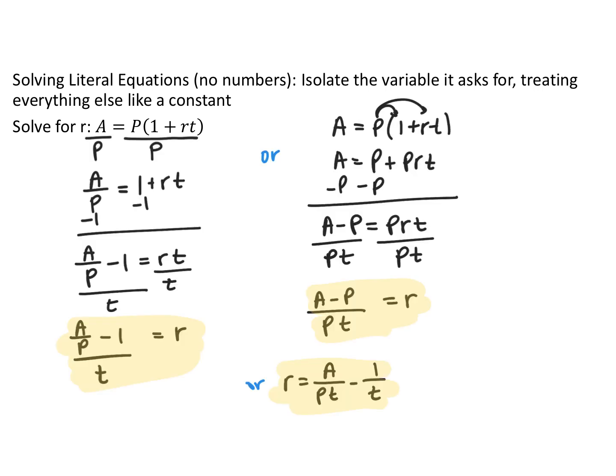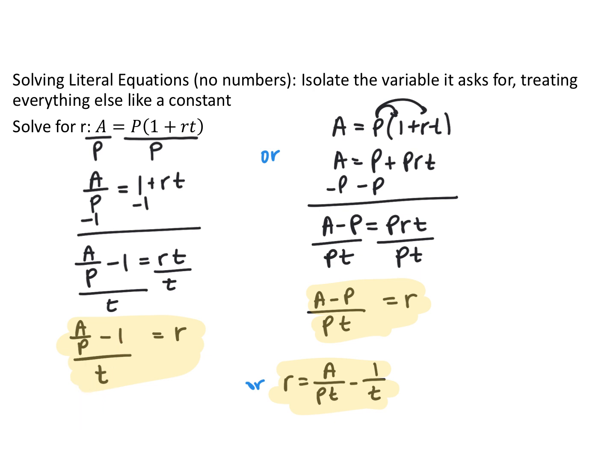There's a couple of different ways you can solve this one depending on what your first step is. For me, I divided both sides by P first, and then I subtracted the 1 and divided by the T. So my first original one looked like R equals A over P minus 1 all over T.